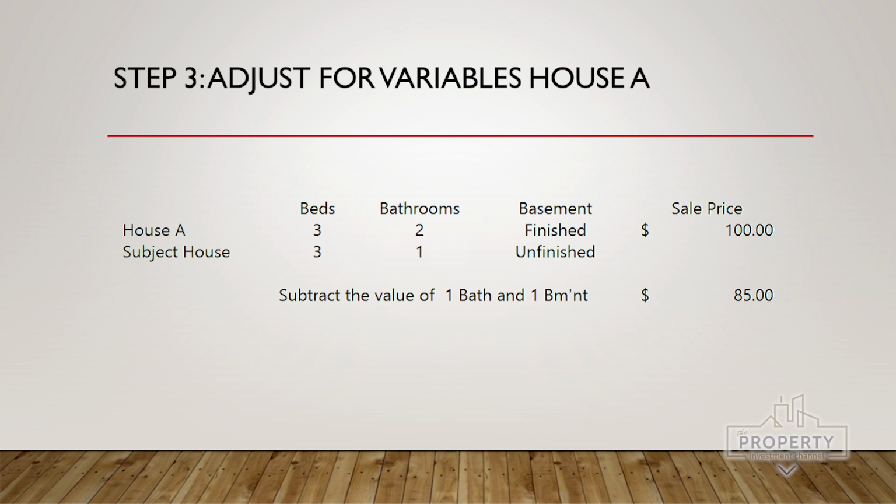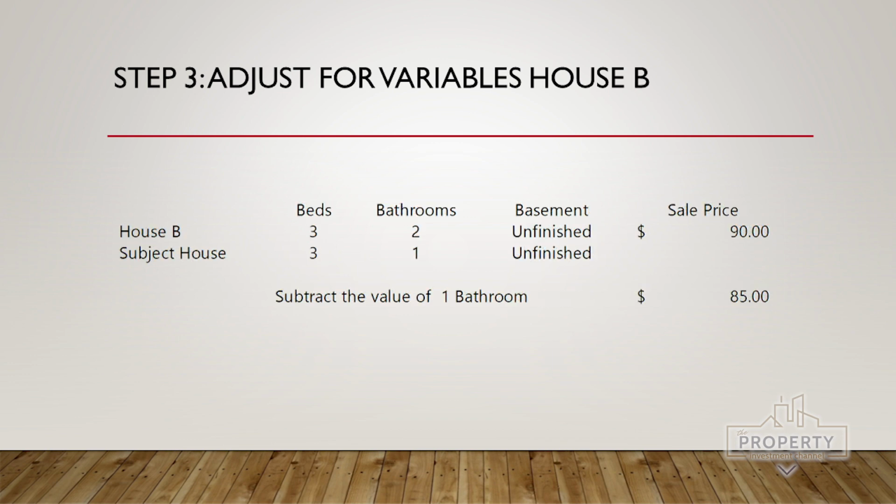So now what we need to do is compare each of the comps to the subject house. House A, what's the difference? Well, it's got one extra bathroom, that's $5, and it's got a finished basement, that's $10. So it is $15 better than the subject house. 100 minus 15, $85. What about house B? Well, what's the difference there? Well, it's one bathroom better. It is $5 better than the subject house. What did it sell for? 90 minus 5, $85.